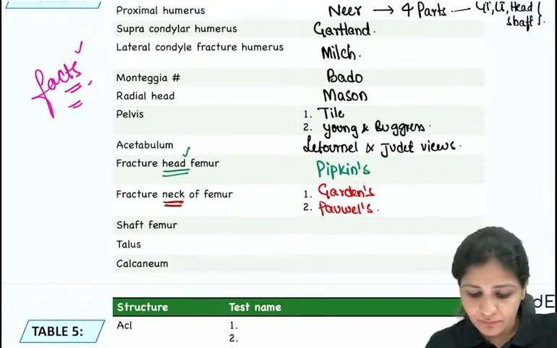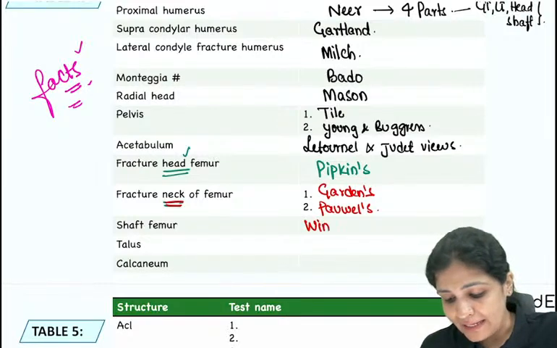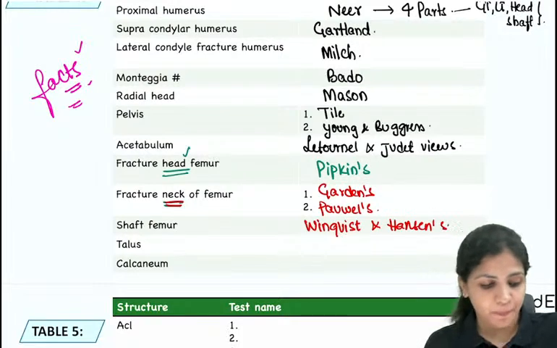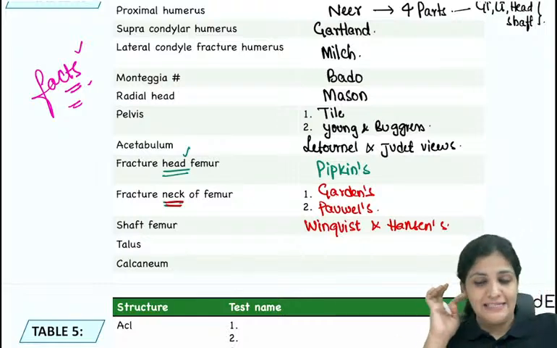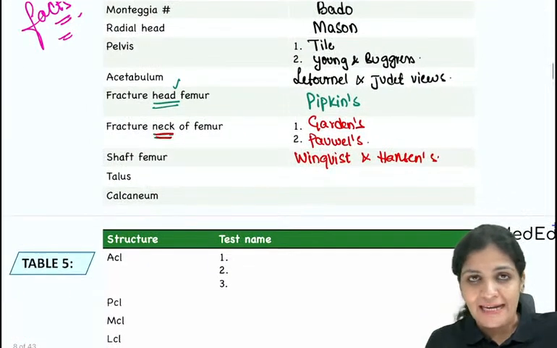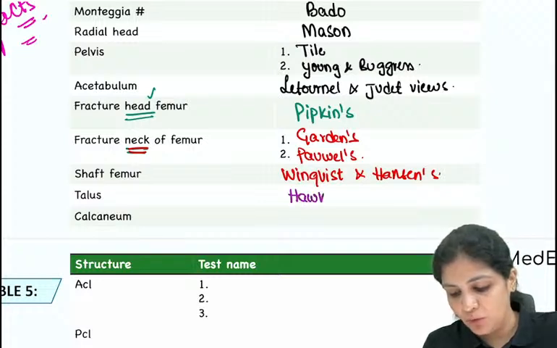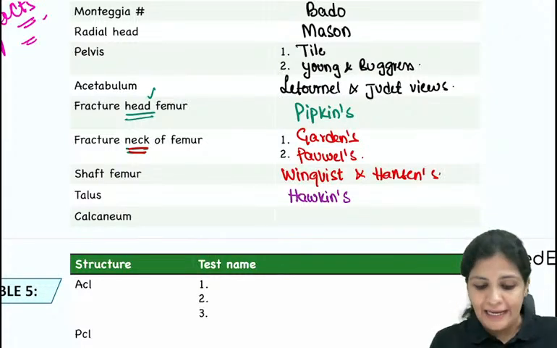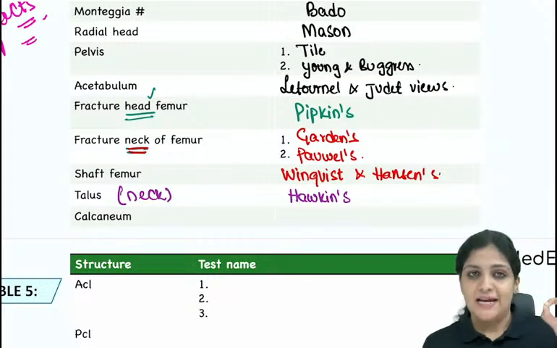Very good. Shaft femur. Now, for shaft femur, we have Winquist and Hansen's classification. Winquist and Hansen's classification, right? That is shaft femur. Then talus, this was asked recently. So this is an exam PYQ. That is your Hawkins classification. For talus, neck especially, we have Hawkins classification.